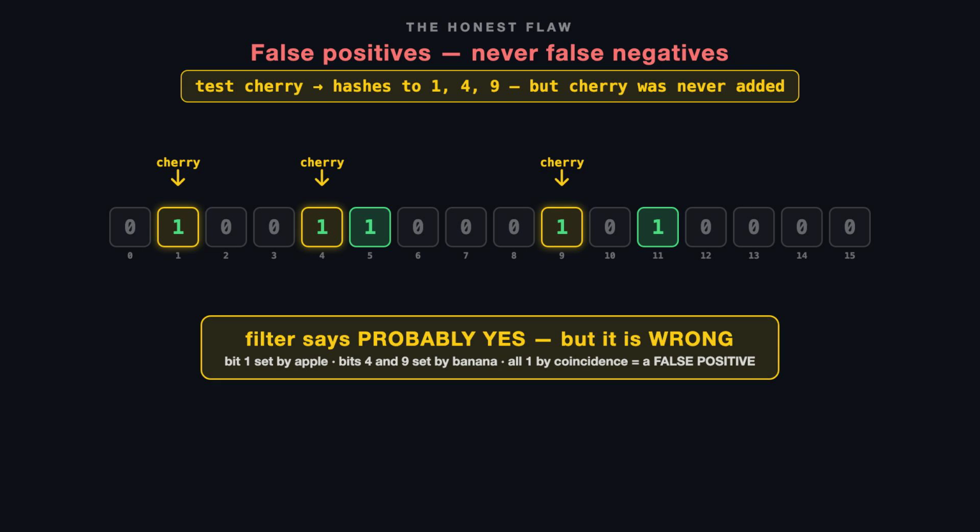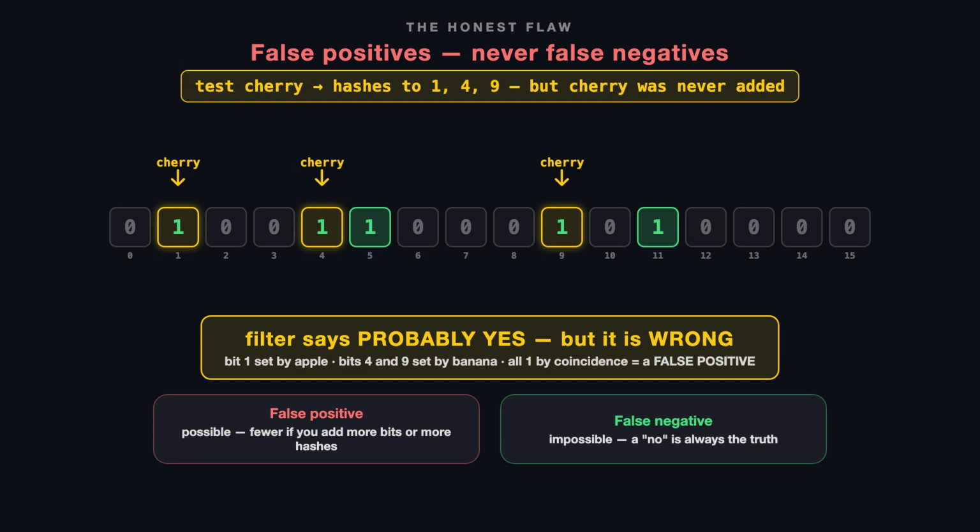So the filter shrugs and says, probably here. But cherry was never added. That is a false positive. Now hold both facts together, because this is the exact promise of a Bloom filter. False positives, yes, possible. The filter can wrongly say, probably. False negatives, never, not ever. When it says no, it is always right.